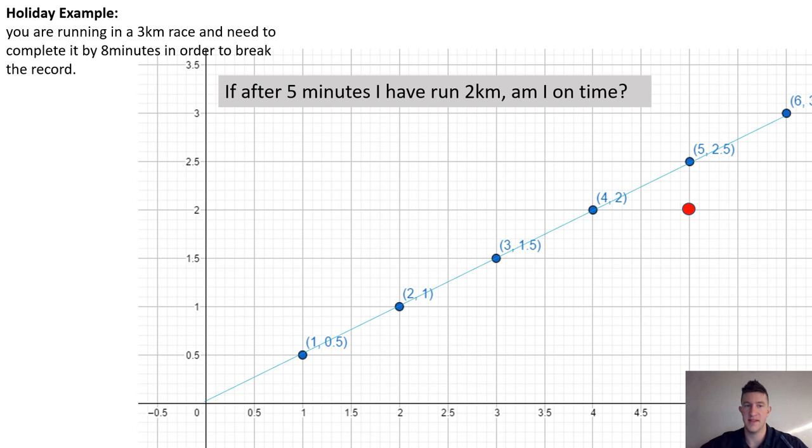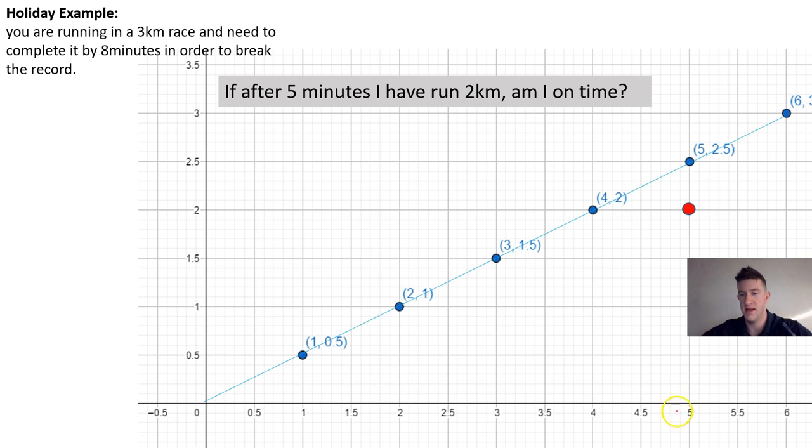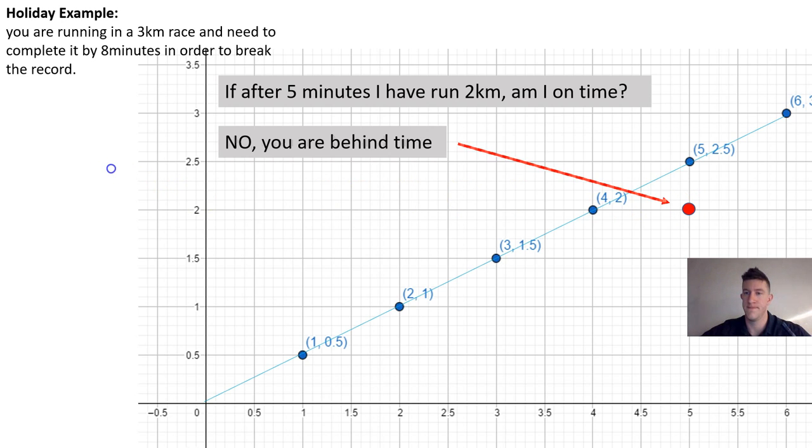Well, there's 5 minutes and 2 kilometres, right? So if I move myself out of the way, there's my 5, there's my 2, I move across, and that's my point. So now the question for you is, am I ahead of time or behind time? I'm definitely behind time, right? Because I've run a shorter distance than I should have.